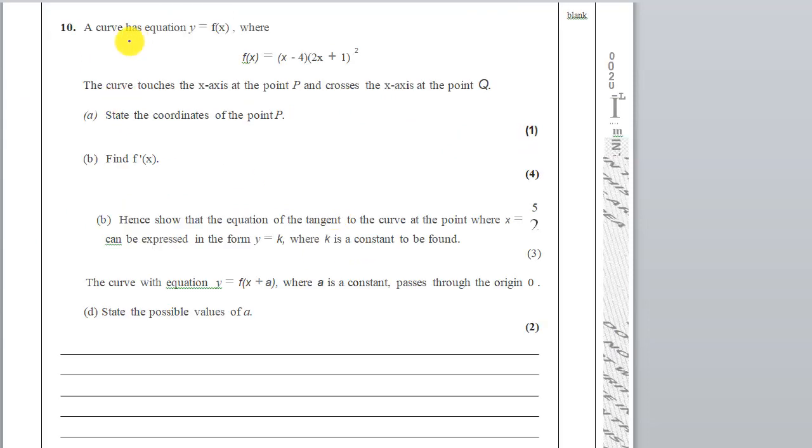Now a curve has equation y equal to f of x, where f of x is equal to x minus 2 multiplied by 2x plus 1 squared.